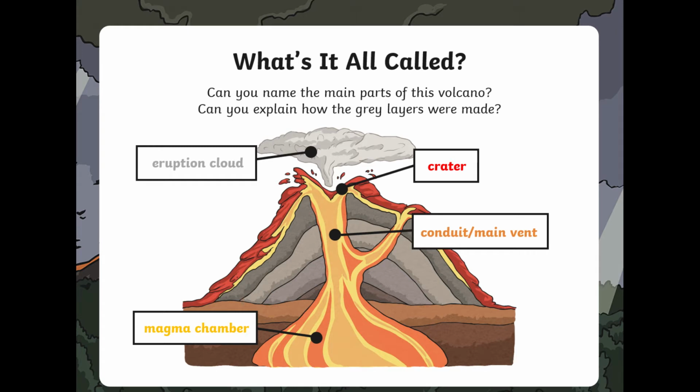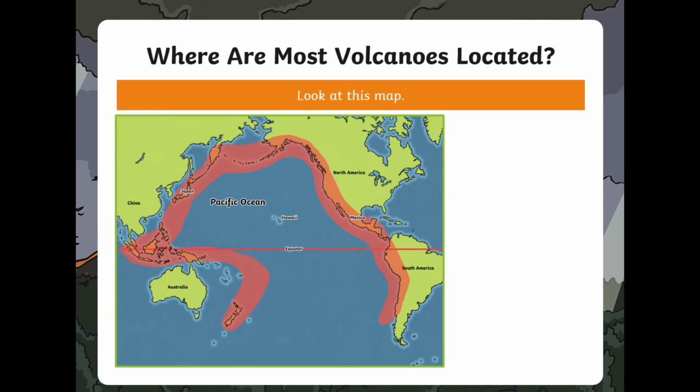Remember, the liquid, once it leaves the volcano, is called lava. Inside the volcano we call it magma. Outside the volcano we call it lava. We talked about volcanoes usually being in a cone shape. But where are most of the world's volcanoes located?